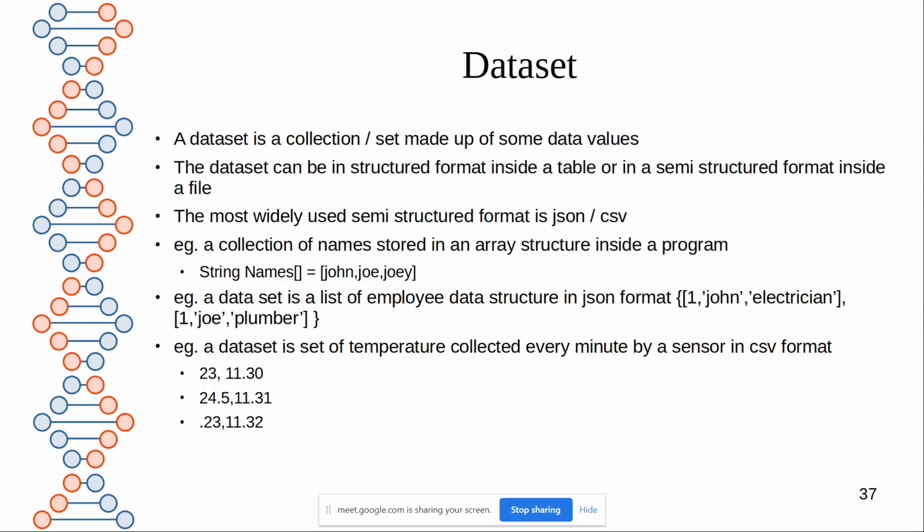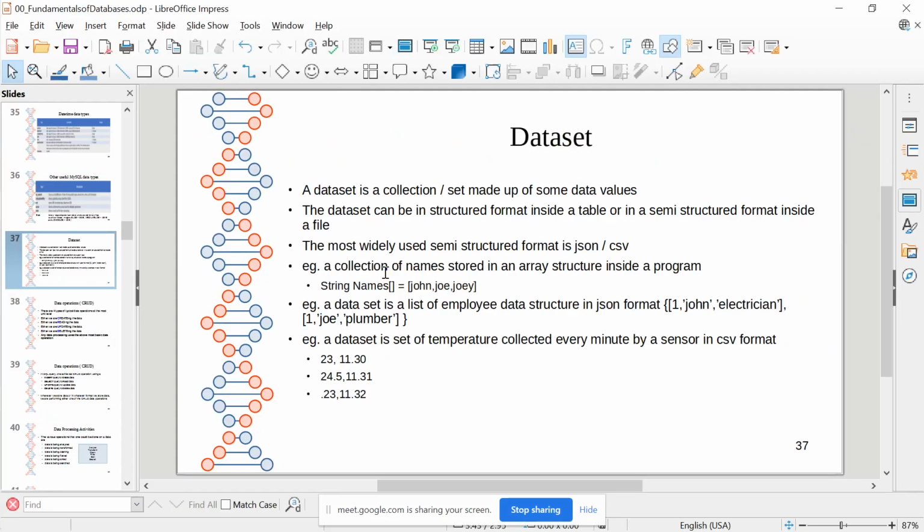So what you're seeing in this slide is followed by some examples. In the first example, I have defined a names array. An array is again a collection of data values, and what do we have in this array? We have John, we have Joe, and Joey. Ideally this would have been within quotes, so I don't think it will work without either single quotes or double quotes. It will be like this.